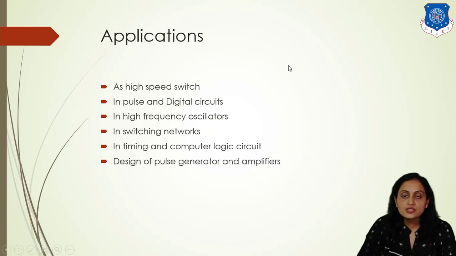What are the applications of tunnel diode? It is used as a high speed switch in pulse and digital circuits. In high frequency oscillators also it is used. In switching networks, in timing and computer logic circuits, design of pulse generator and amplifier.